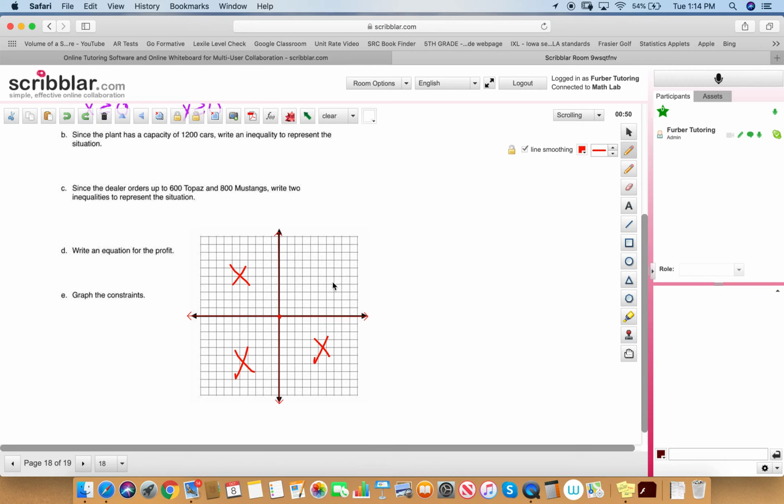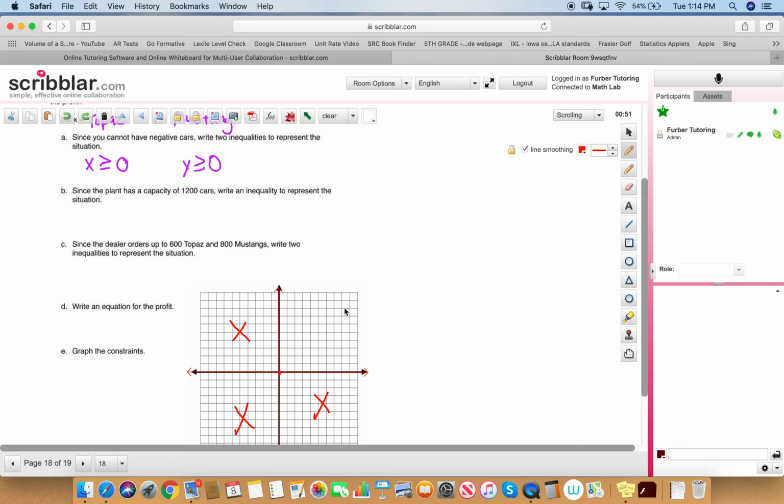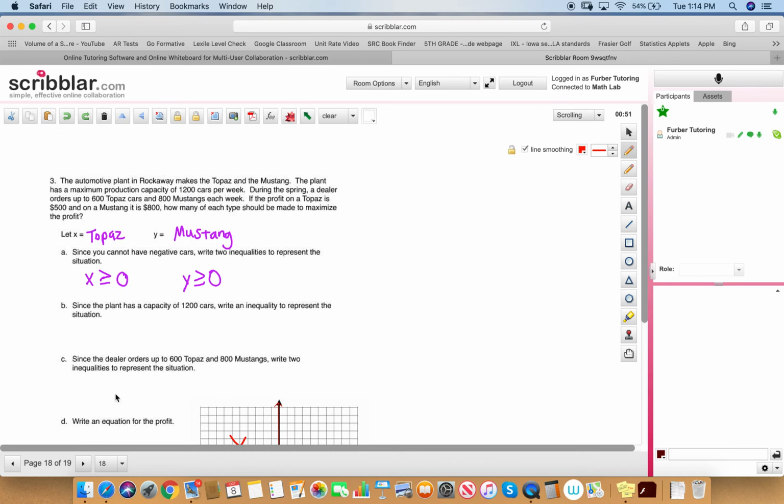So we know we are being limited by just the fact that all 3 of these other quadrants on a coordinate plane would have some form of a negative car value, whether it's negative X, which is the Topaz, and a positive Y, the Mustangs, or a negative Y, a negative number of Mustangs and positive Topaz, or negative of both. Not possible. So we just know that we have to limit it to this region that is both positives. Okay. Now we can get into the rest of the restrictions now that we've already done that.